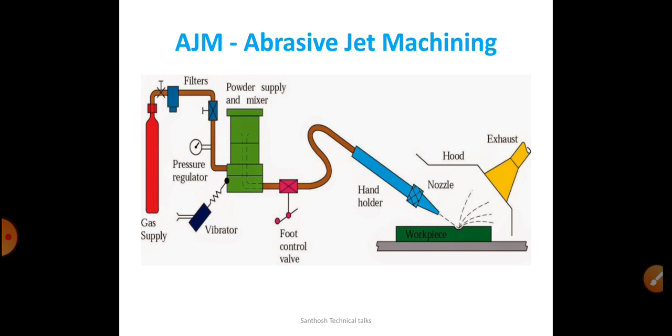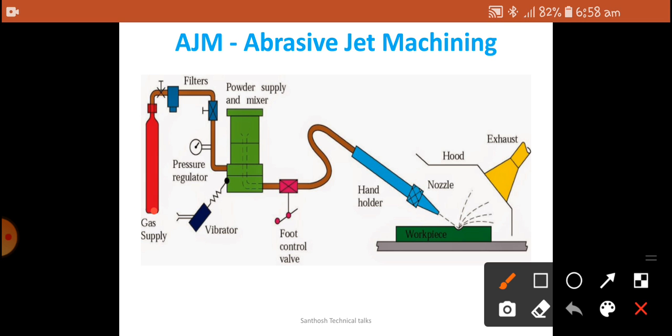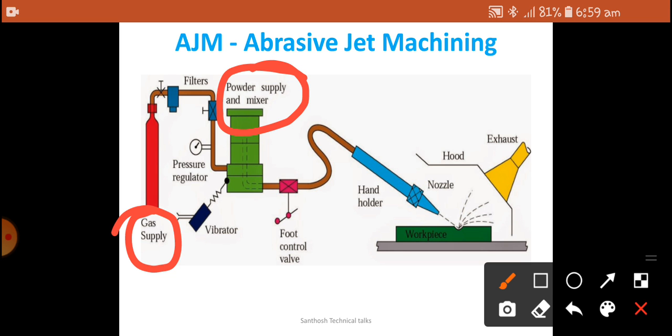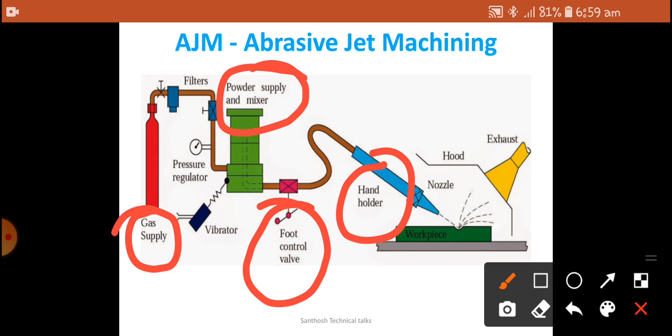Next is abrasive jet machining. Here, high pressure gas is coupled with the abrasive powders, and it is mixed in the mixing chamber. The mixing chamber has to vibrate continuously, so that the gas and the abrasive particles are mixed. And here we have a float control valve, which decides how much abrasive mixture has to be supplied. And here we have a handle holder and nozzle.